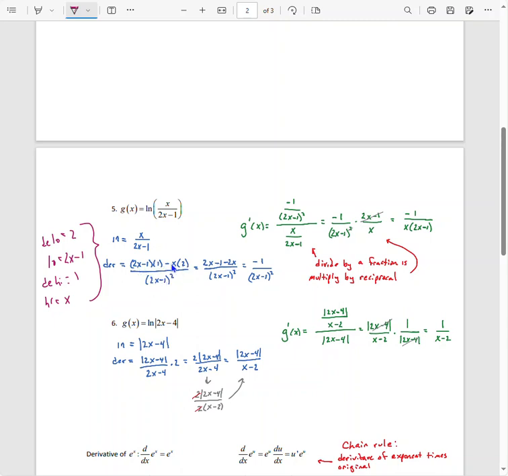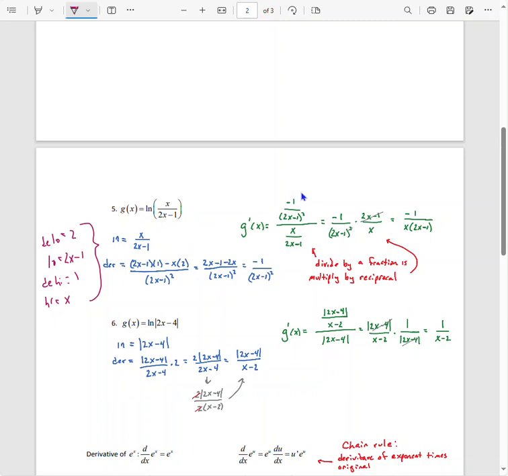Distribute. Multiplying by 1 is pretty easy. That's just 2x minus 1. Minus 2x. 2x's cancel out. I'll end up with negative 1 over 2x minus 1 all squared. But remember, we're not just looking for the derivative of the inside. We're looking for the derivative of the natural log of x over 2x minus 1.